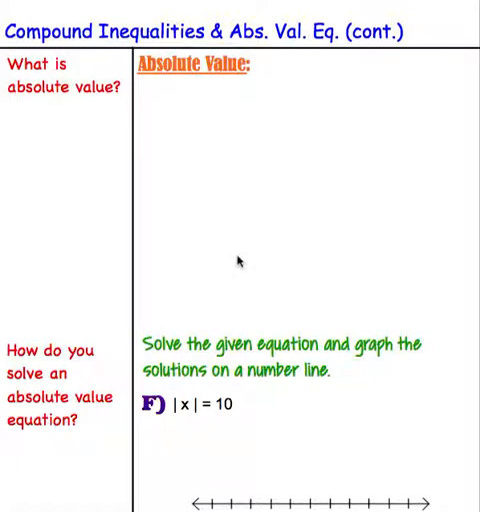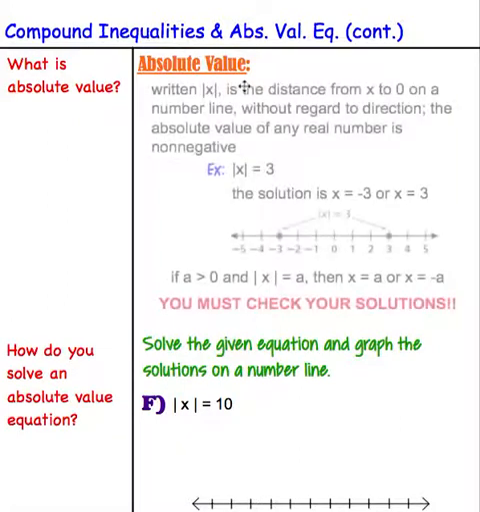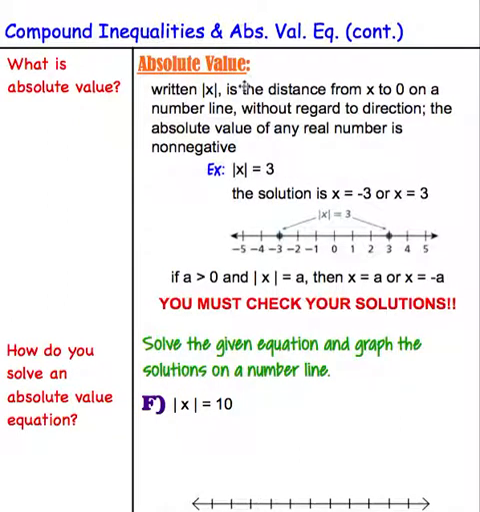Part of today's lesson is going back to absolute value. Now remember, absolute value is written as the absolute value of x with the bars. It's the distance from x to 0 on a number line without regard to direction, which is why it's always positive or non-negative.